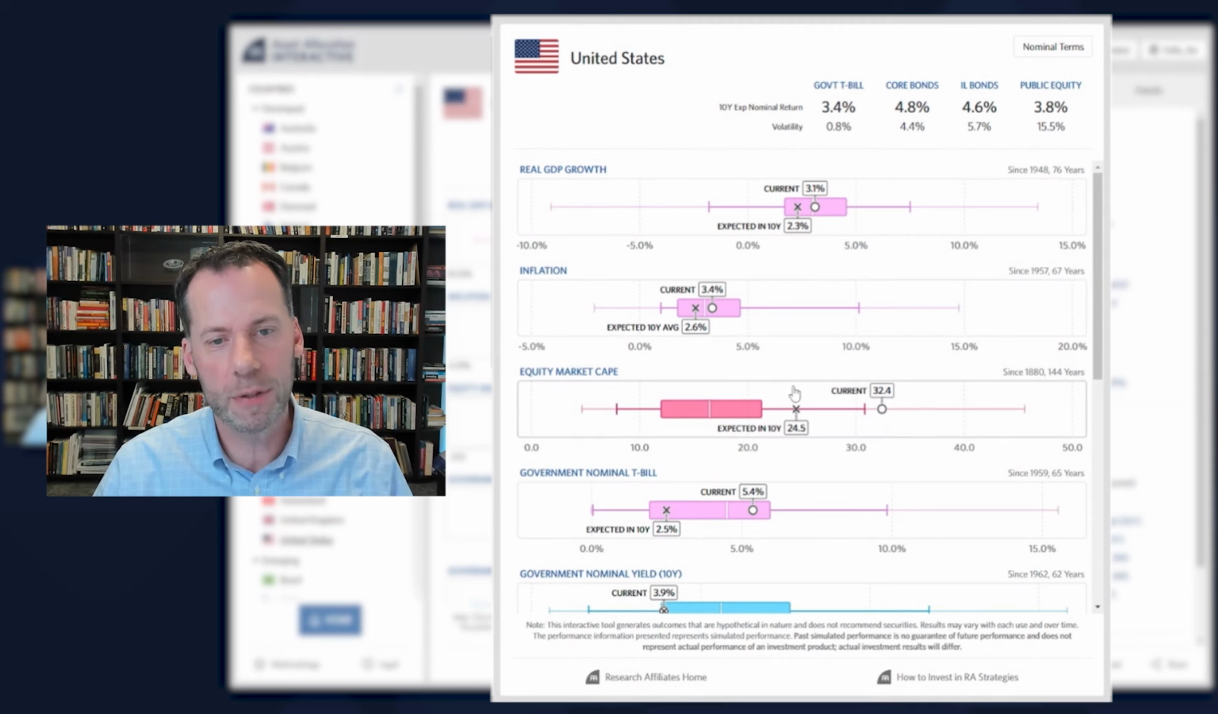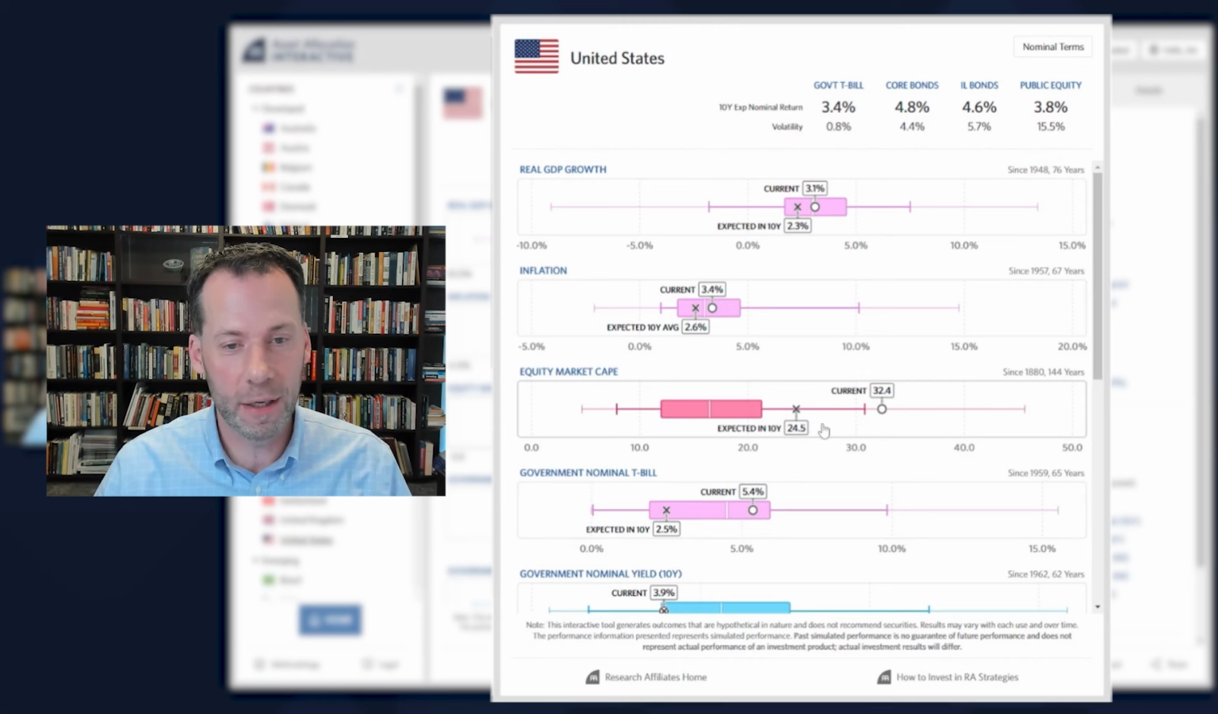Equity market CAPEs. How do we think about equity markets? Are equity markets expensive? We've often talked about the fact that the US market is expensive. It shows up here on this CAPE chart very nicely, where the current CAPE at 32.4 is outside of even the 95th percentile. It's not quite to the max that we saw in the tech bubble, but is stretched from historical standards. Now, our expectation is a 25% reduction down to 24.5.